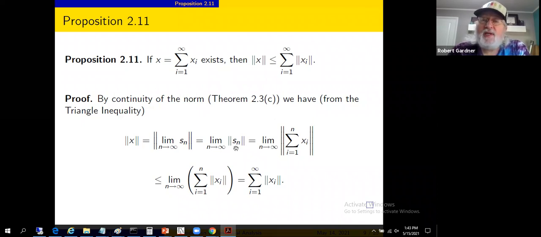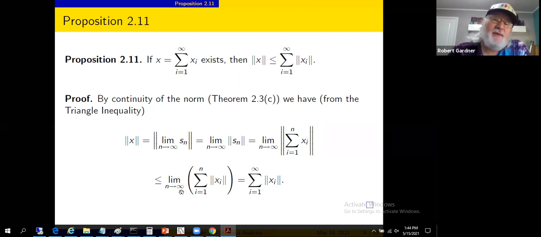S sub n was a finite sum. The triangle inequality only reliably applies to finite sums. S sub n was the sum from i equals 1 to n of x sub i, the sum of the first n terms of that series. We still got the limit out there. You can apply the triangle inequality to finite sums. That's the reason we've done this the way we've done this. The triangle inequality tells you the norm of the sum is less than or equal to the sum of the norms. Triangle inequality and induction, arguably.